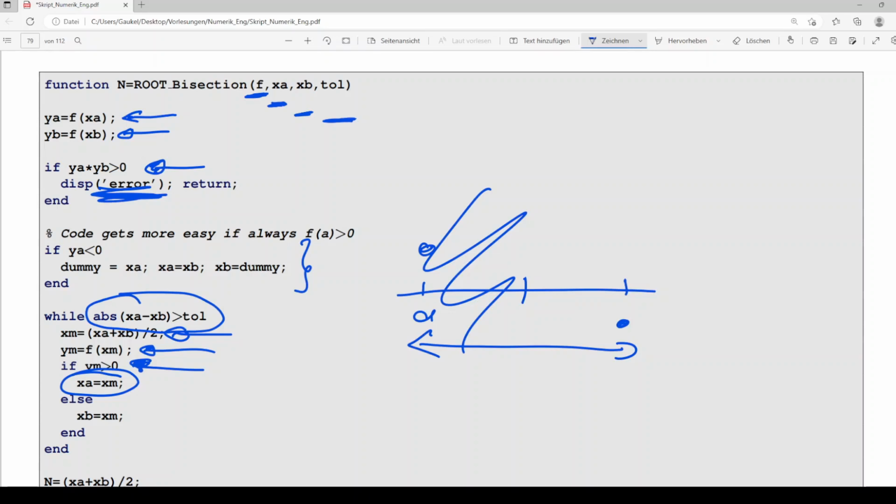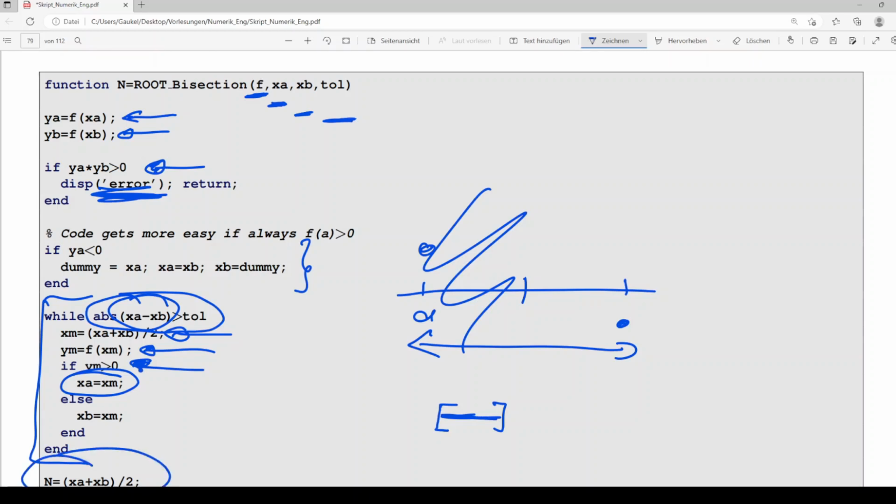Here in the code, the check for the 0 is missing. Now let's keep the code simple. If it is 0, the code will also decrease the length of the interval, so it works in that case too. And if the distance is less than the tolerance, then we can finish.